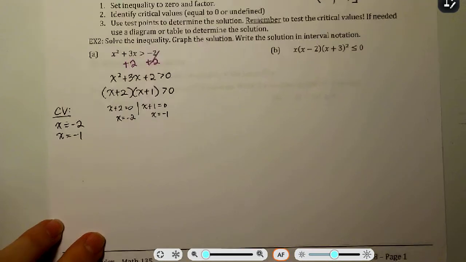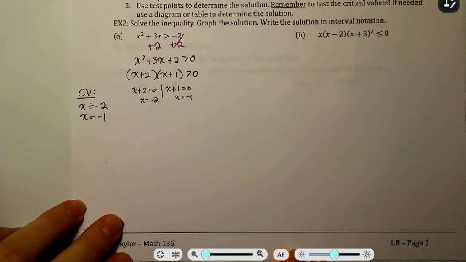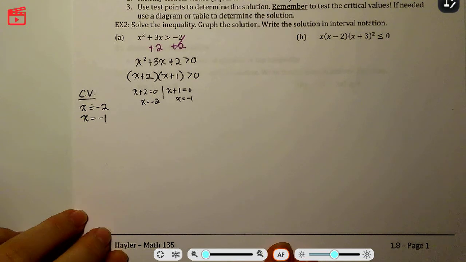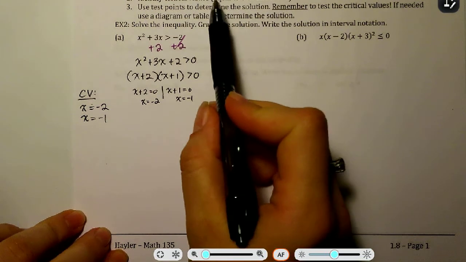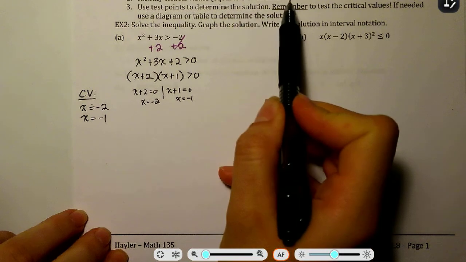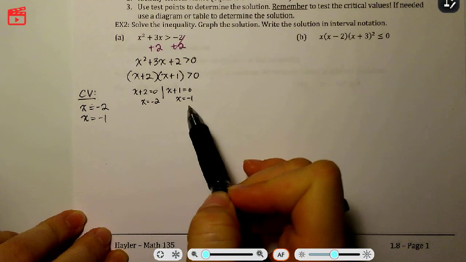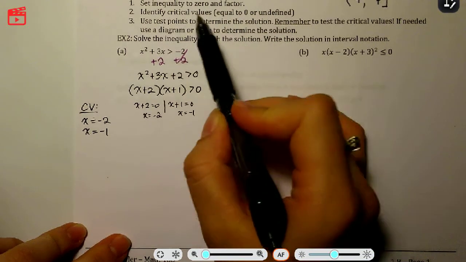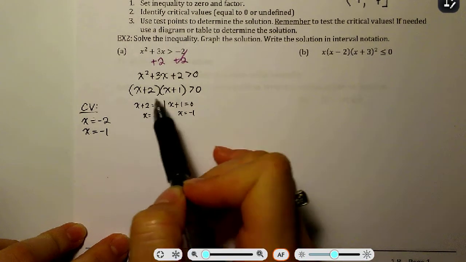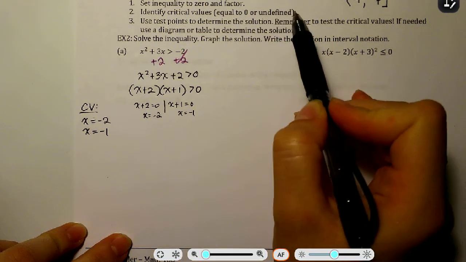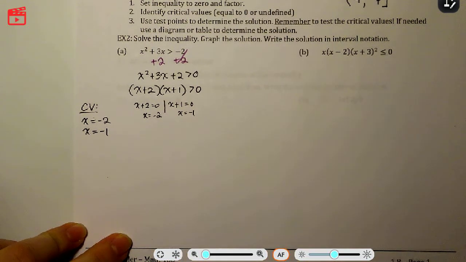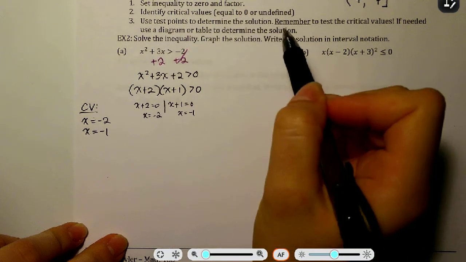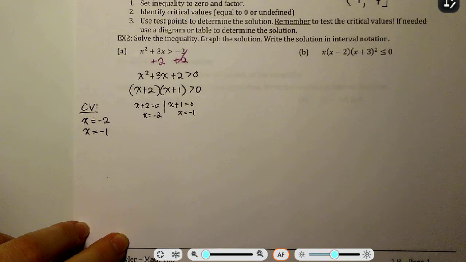Why are those values important? Well, they split up my interval for this problem. Okay, so it's when it's equal to 0 or undefined. In this problem, we don't have any cases of being undefined. Undefined would be if we had a fraction. Oops, sorry, you can't see that. So our critical values was when it was equal to 0, which we did here, or when it's undefined, but we don't have a fraction, so we'll have to take a look at that later. Next step, we're going to use test points to determine the solution. And we need to remember to test the critical values.